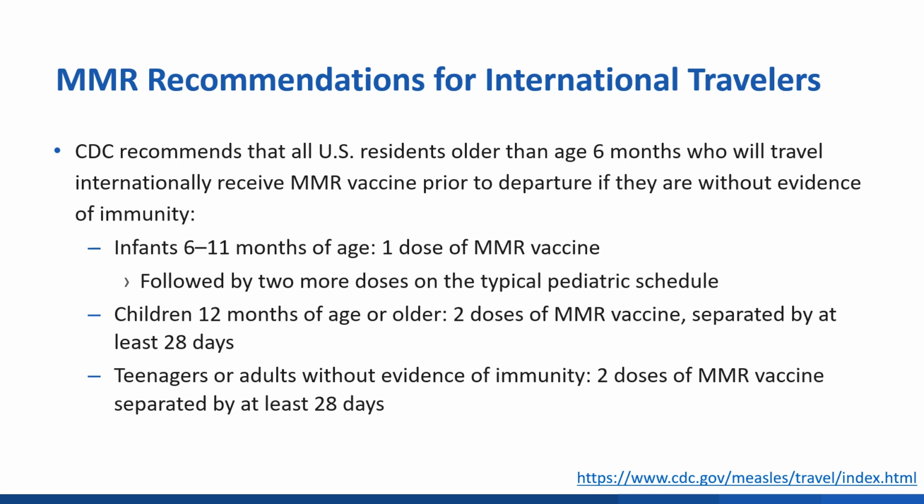For children 12 months of age or older, 2 documented doses of MMR vaccine in total are recommended, separated by at least 28 days. And as for teenagers or adults without evidence of immunity, this also is a recommendation for 2 doses of MMR vaccine, separated by at least 28 days.